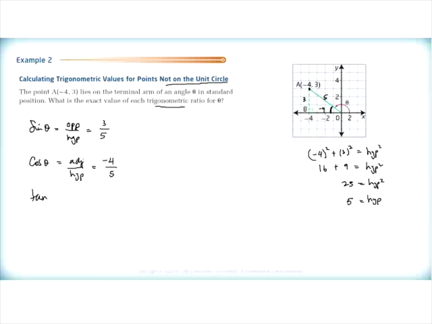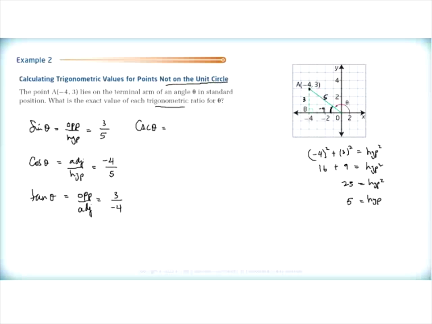The tan of the angle is equal to opposite over adjacent. So the opposite side is 3. The adjacent side is -4. And of course, the other ones are just the reciprocal ratios.